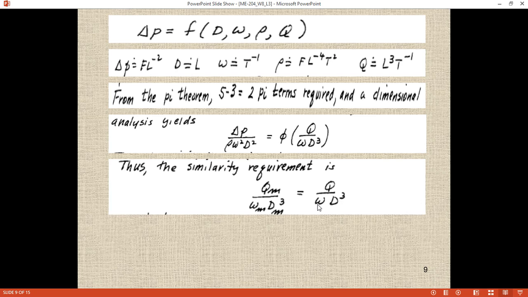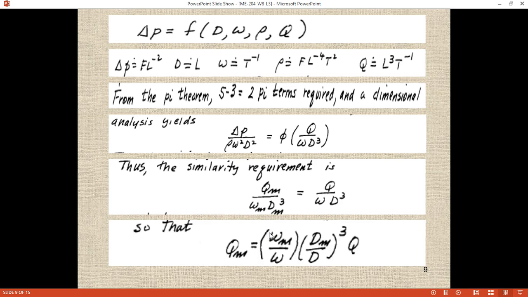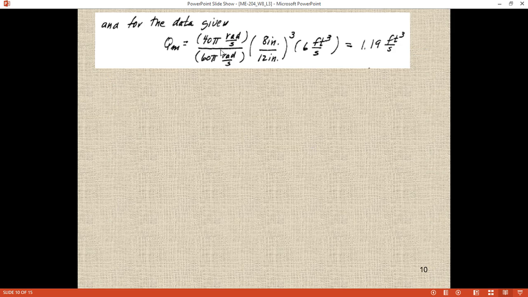Because the volume flow rate of the model is given, we can determine the volume flow rate of the prototype using this. The diameters are given and the angular velocities are given. So by using this, with all the data given, we found Q of the model to be 1.19 feet cubed per second. Using this we can easily determine the pressure drop from the chart.